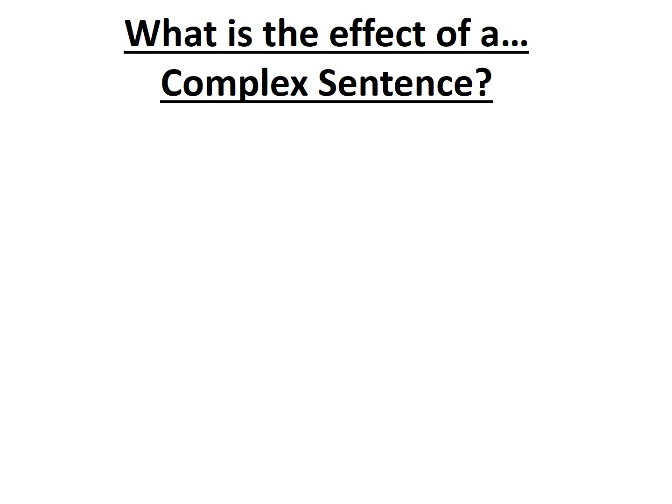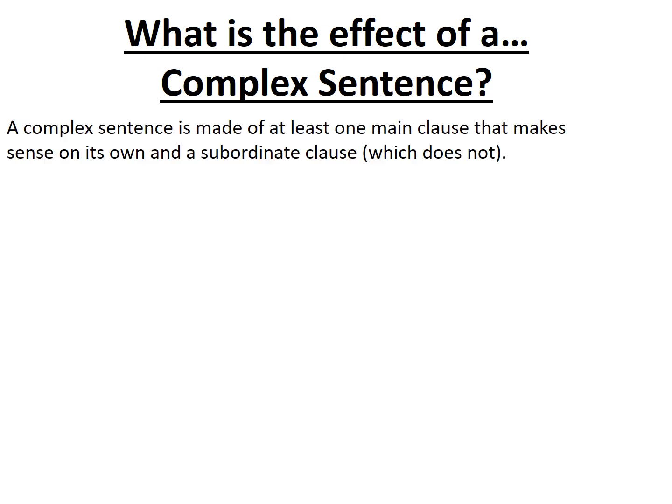In this video we'll be considering what the effect is of using a complex sentence. A complex sentence has two crucial ingredients. It's made of at least one main clause, which makes sense on its own because it contains a subject, an object and a verb. And then the other part of the complex sentence is that it has additional information that's shared, but that additional information does not make sense on its own. And so it's technically called a subordinate clause, because I can't just put a full stop at the end of that additional information for it to be a sentence in its own right.